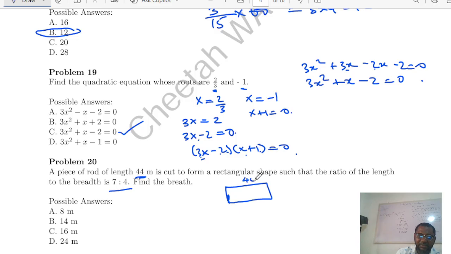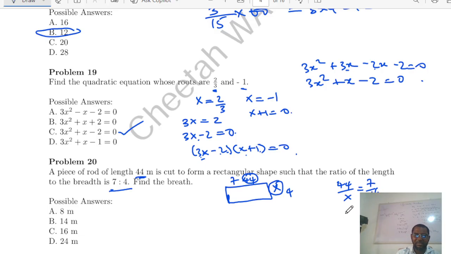Okay, the length is 44, which is equivalent to this ratio 7. So let me say the breadth is x. I don't know what it is. But remember that 44 is equivalent to ratio 7. X is equivalent to ratio 4. So I can simply say that 44 over x is the same thing as 7 over 4. Is allowed, okay?